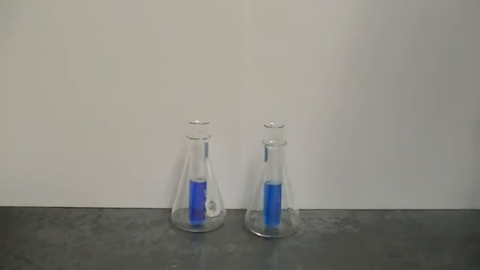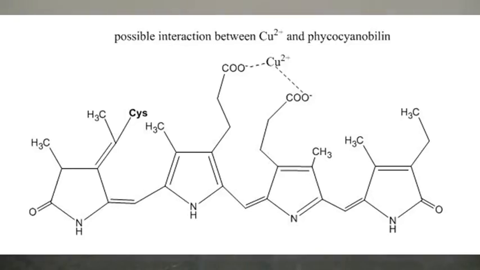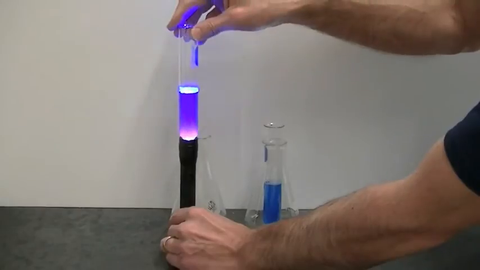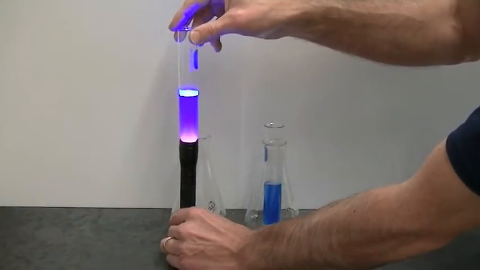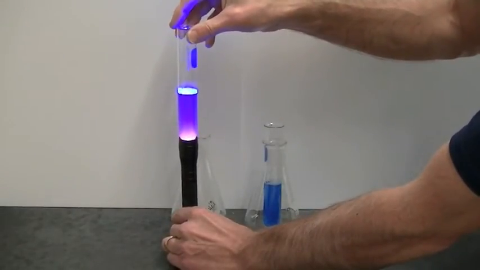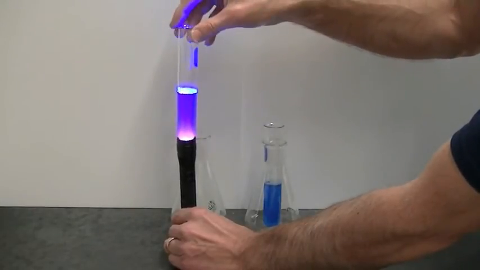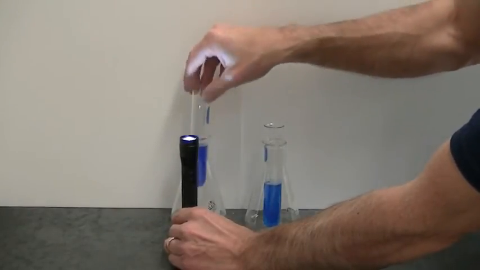And what happens when metal ions bind to the protein, the fluorescence is quenched. So we can observe that by just taking our flashlight here. We'll go ahead and place our control, and you can still see the beautiful red fluorescence from the phycocyanin protein in the sample to which we did not add the metal ion.